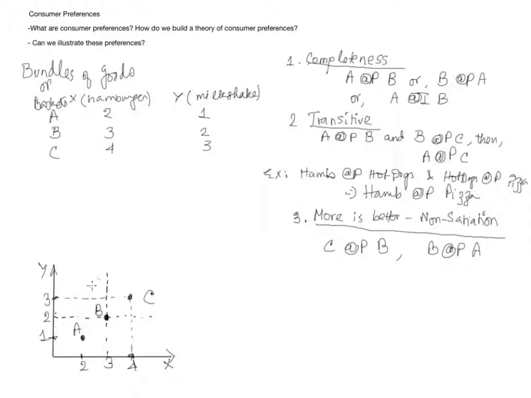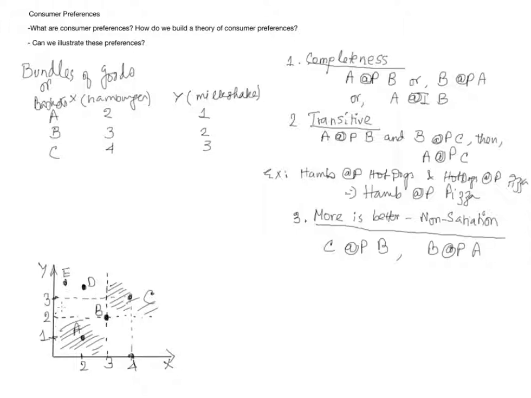We know the preferences for these zones. These bundles are more preferred to B, and these bundles are less preferred to B. Now what about this zone and this zone? Let's try to think about it. Let's pick a bundle here, and say that is D. Let's pick another bundle here, which is E.